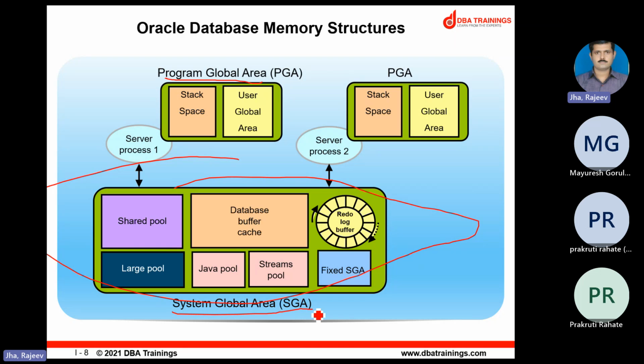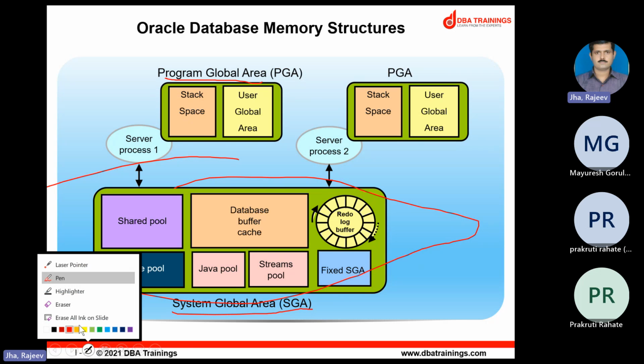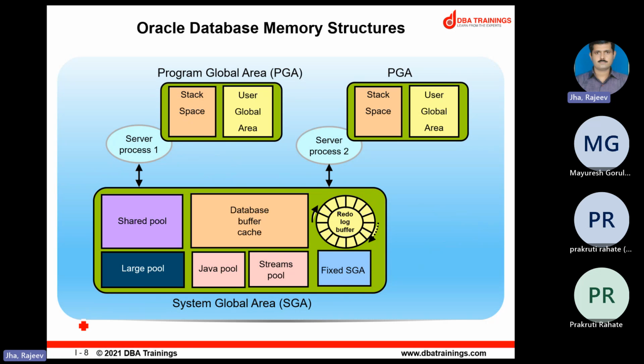Suppose a process is running; it has its PGA for its task. Another user comes, and their process will have its own as well. That's where the PGA will be. As I said, in dedicated and shared mode, the PGA is part of the SGA in shared mode, but in dedicated mode, each process has its own PGA.